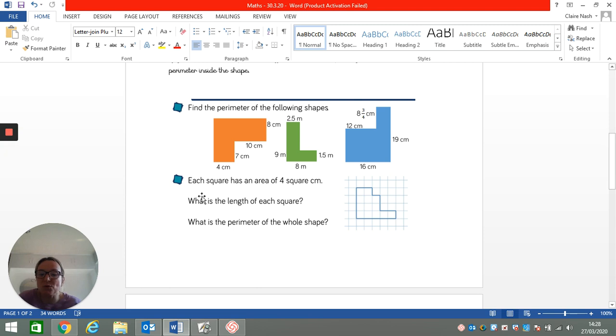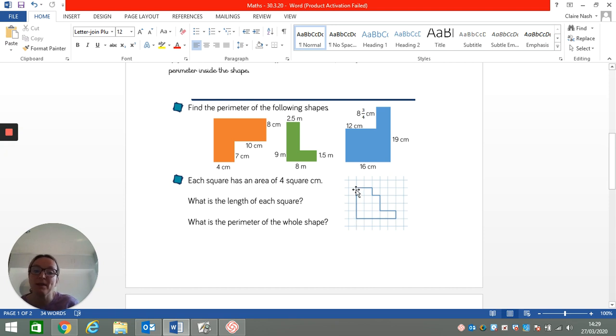Now, the next part of this question says each square has an area of 4 square centimetres. So each of these little blue squares has an area of 4 square centimetres. What is the length of each square and what is the perimeter of the whole shape? So just have a little think about that. It's not all in 1 centimetre.